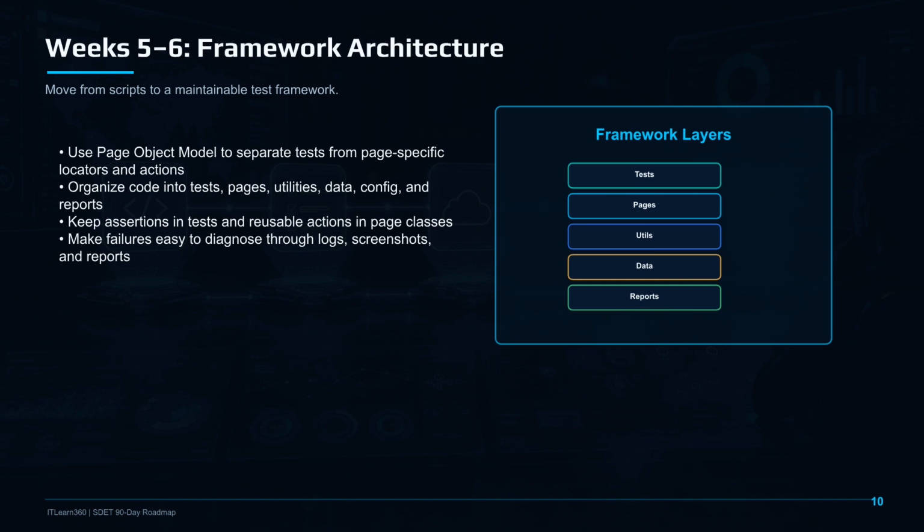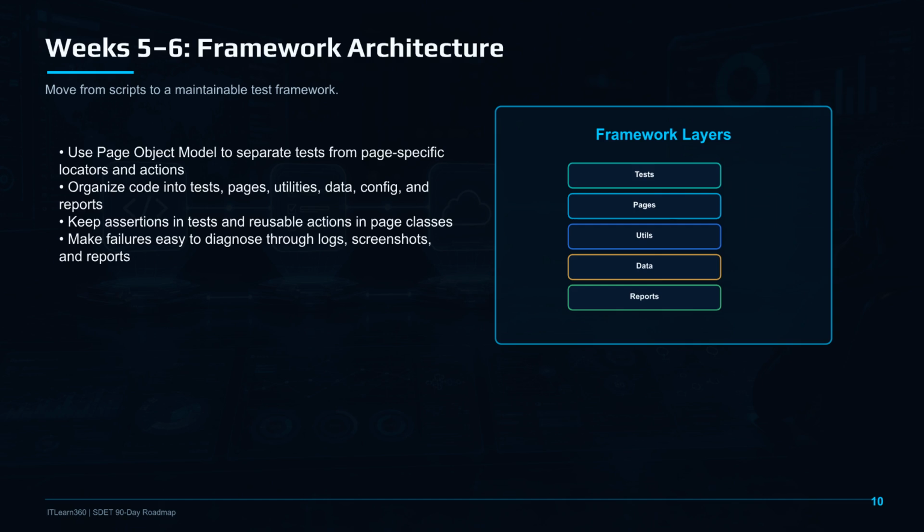During weeks 5 and 6, we move into framework architecture. This is where you stop writing messy, standalone scripts and start building a maintainable automation framework. One important design pattern is the page object model. A page object separates test cases from page-specific locators and actions. If a login button changes, you update the login page class instead of changing many test files.